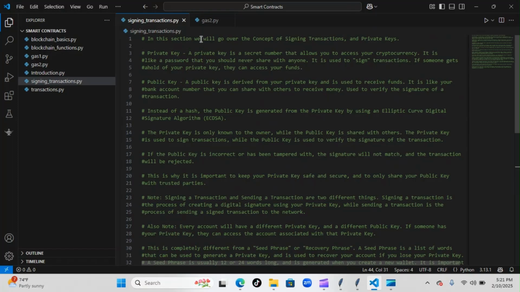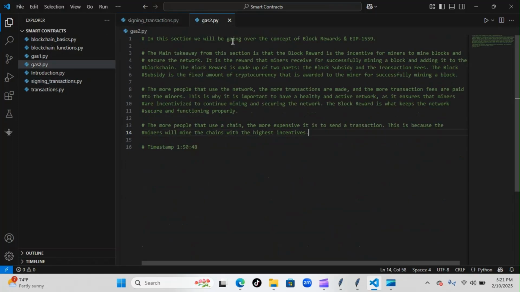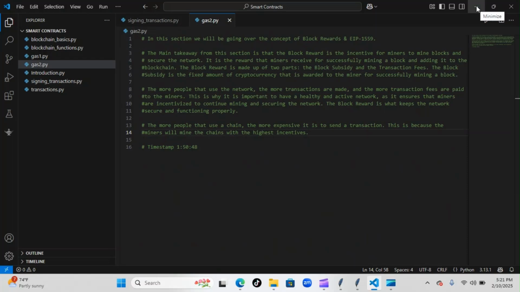The next one we're going to do is we're going to go back into the gas module. It's going to be Gas 2. And this one is going to be dealing with, I'm going to click on it. Since it was a short module, I could click on it and let you know what this one is going to be about. So the gas module is going to be about the concept of the block rewards in EIP-1559. But we'll get into more of that tomorrow. But of course, I will keep you posted every step of the way.